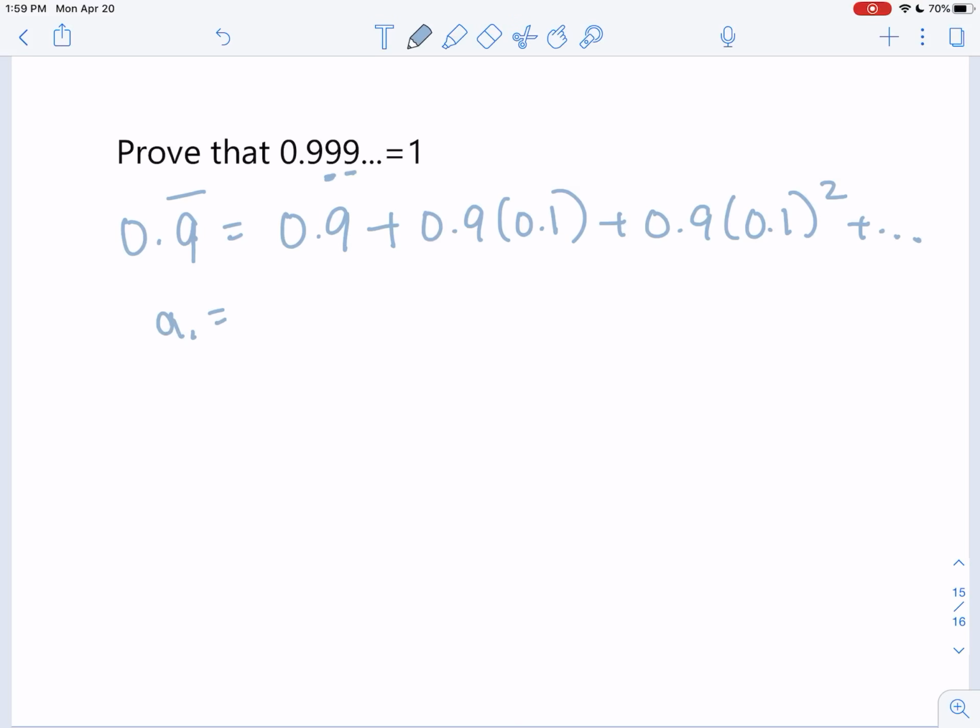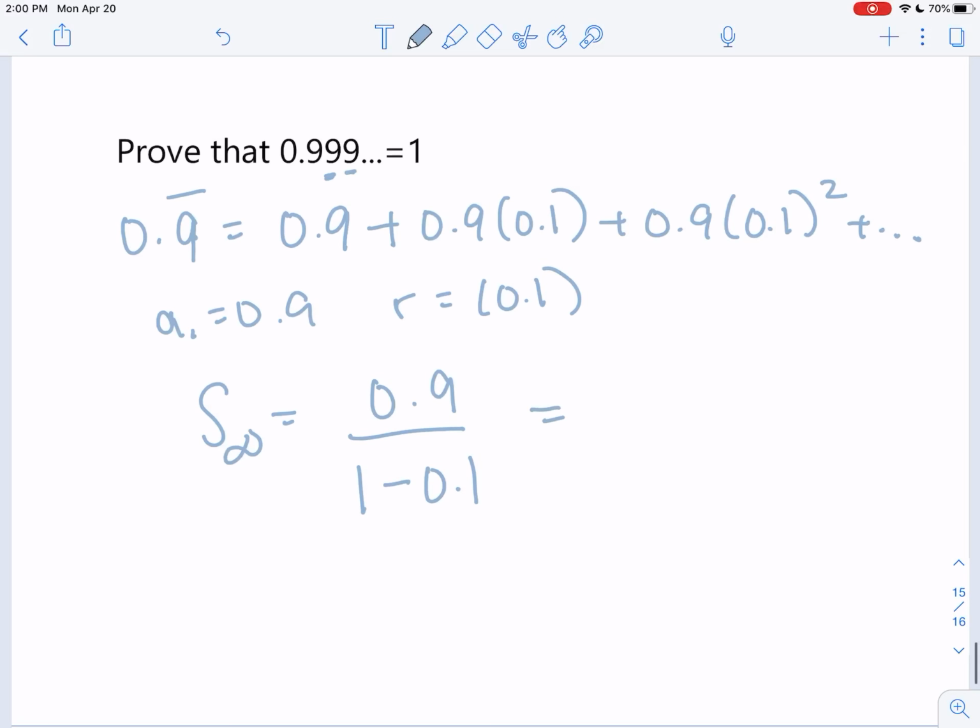So my first term is 0.9, and what is r? What am I multiplying by each time? 0.1, right? So my infinite sum will be my first term over 1 minus my common ratio, which is 0.9 over 0.9. Anything over itself is 1.